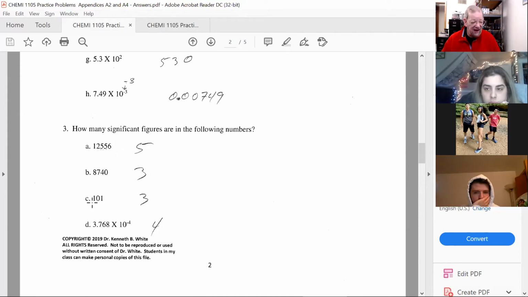Now, if we look at C, zeros in between non-zero numbers are significant. The ones are, and the 0 is, so that's 1, 2, 3. Now, when you're doing scientific notation, you ignore 10 to the minus whatever, 10 to the plus whatever. And therefore, D has 4 non-zero numbers, 4 significant figures.